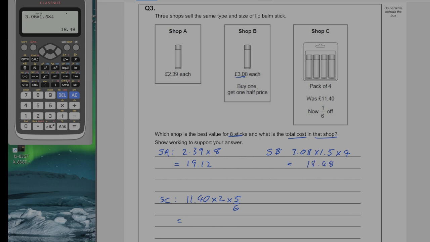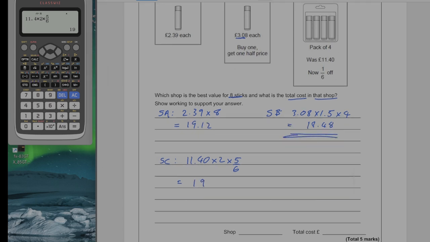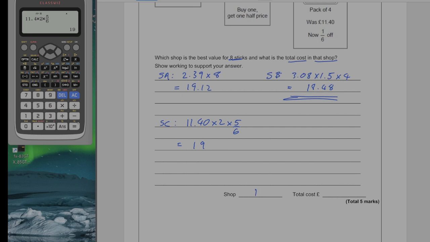£18.48. And then for shop C, £11.40, so 11.4 times by 2. That's how many times by 5/6. That gives me £19. So the best deal is shop B. So shop B, and the total for that price is £18.48.